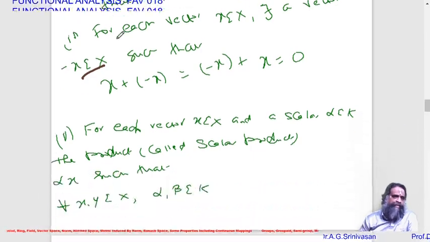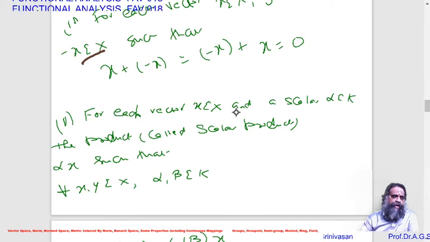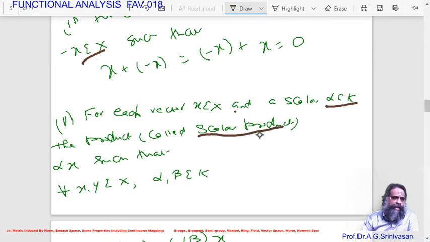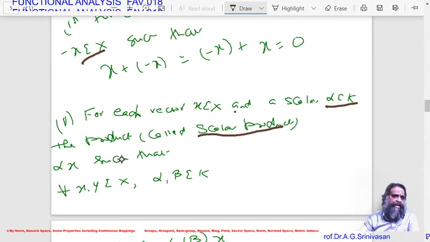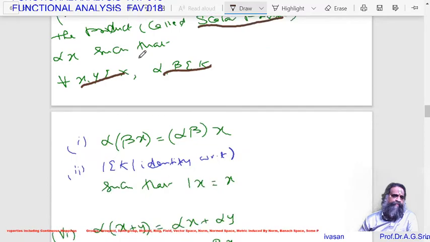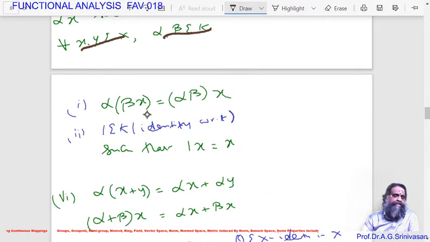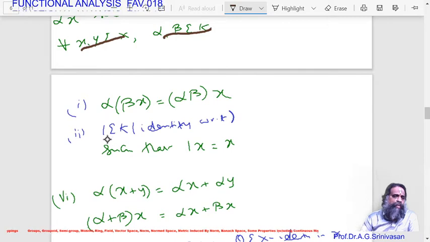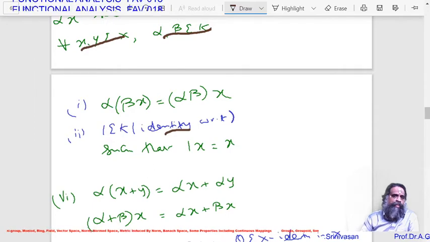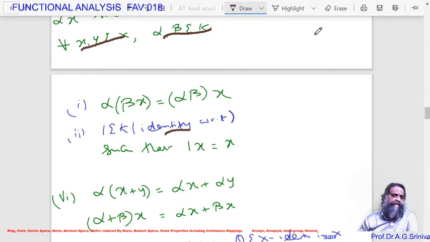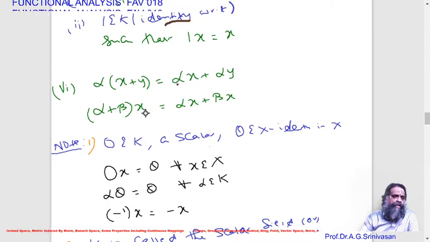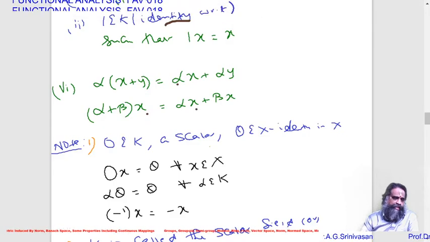Not only that, the fifth axiom is that for each vector x belonging to X and a scalar alpha belonging to K, the product called scalar product is defined as alpha x, such that for every x, y belonging to X, and alpha, beta belonging to K, we have alpha times (beta x) is equal to (alpha beta) into x. And 1 belonging to K, an identity with respect to the product of the field, gives 1x is equal to x. And the sixth axiom is that alpha times (x plus y) is equal to alpha x plus alpha y, and (alpha plus beta) x is equal to alpha x plus beta x.